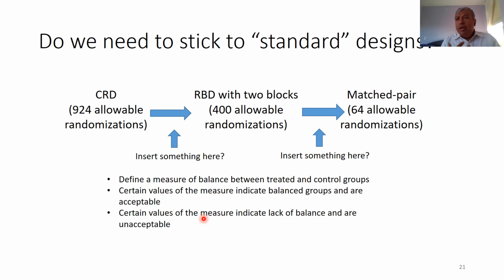This is, I think, where this randomization based approach can create a very intuitive understanding of the relationship between the design and the analysis. And that's what Fisher had said: analyze as you randomize. But more than that, we don't necessarily have to stick to these standard designs and have chapter 1 as CRD, chapter 2 as RBD, or chapter 3 as matched pair and things like that.